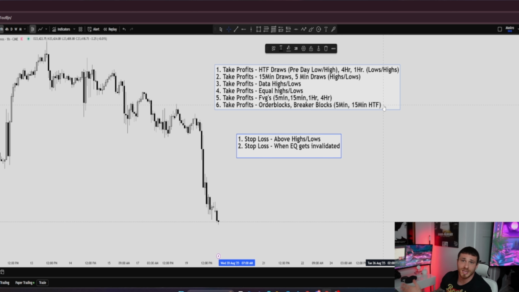Usually when equilibrium gets invalidated, that means the trade's wrong. Again, it does suck to get stopped out by a tick and price continues in your direction, but that's just trading. That's just the market. That's going to happen sometimes. You can't get emotional over that. I usually set this where equilibrium gets invalidated because if it does, it usually means that price wants to continue in the other direction first.